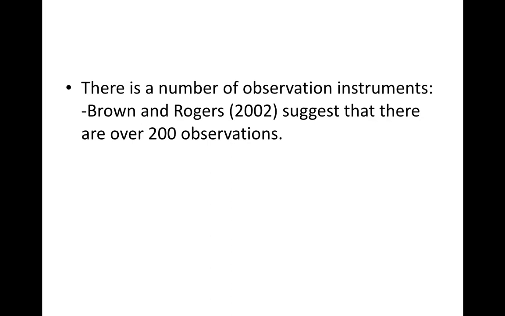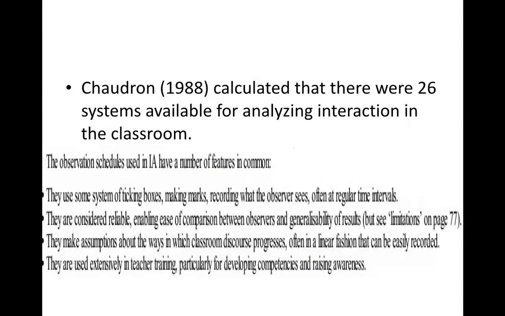According to Brown and Rogers, 2002, they suggest that there are over 200 observation instruments. According to Chaudron, 1988, he calculated that there were 226 systems available for analyzing interaction in the classroom. What do we mean by systems? It means systems that are agreed upon. There is a general consensus about them.